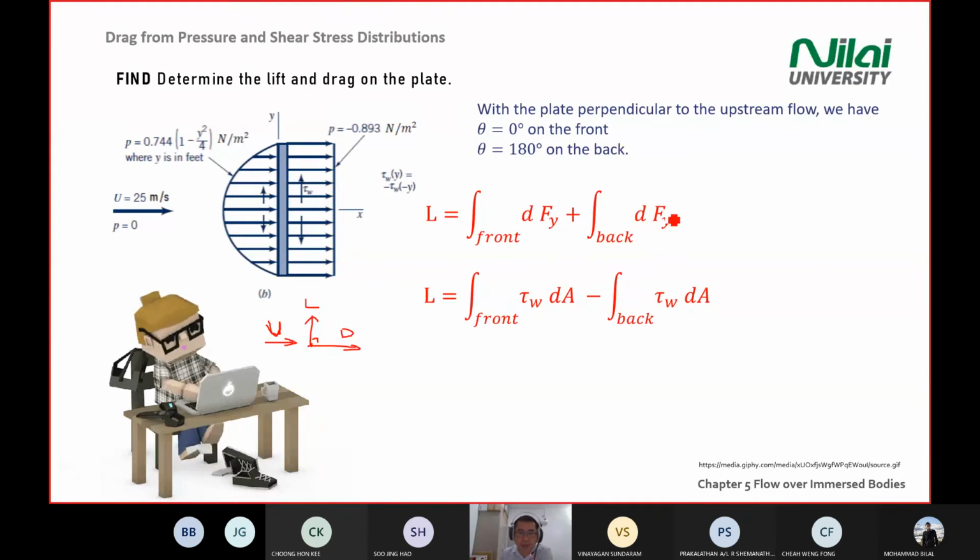And then for the back, your shear stress here is at the back, so this is at the back, negative.